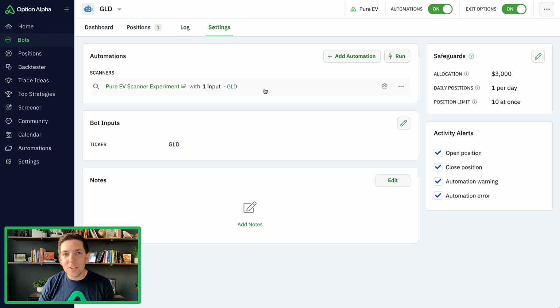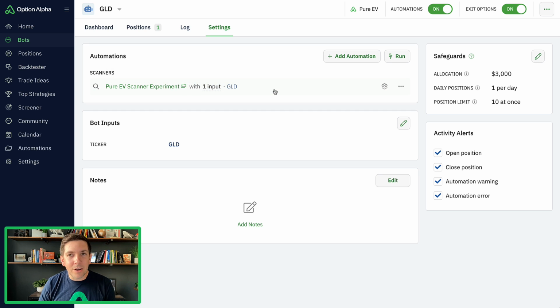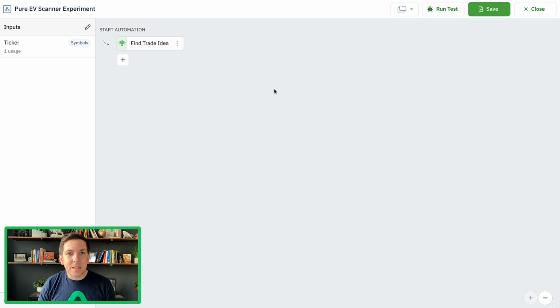So if I make any changes to this bot as I go, it'll change all the automations because they share the same shared experimental automation that's in here. Okay, but it's very light settings. So here's what I basically did. Inside this automation, it's dead simple. It's just a find a trade idea action. That's it. And I did this on purpose because there's no filtering whatsoever.